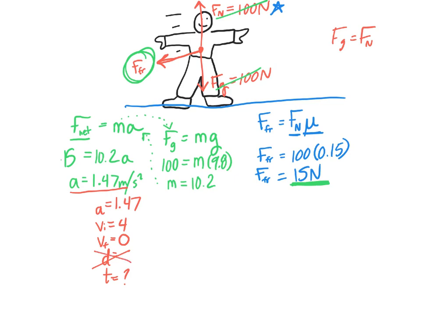If you don't know any distance, you're going to have to choose an equation without distance in it. So you're going to use A is equal to VF minus VI over T. And you can solve from there.